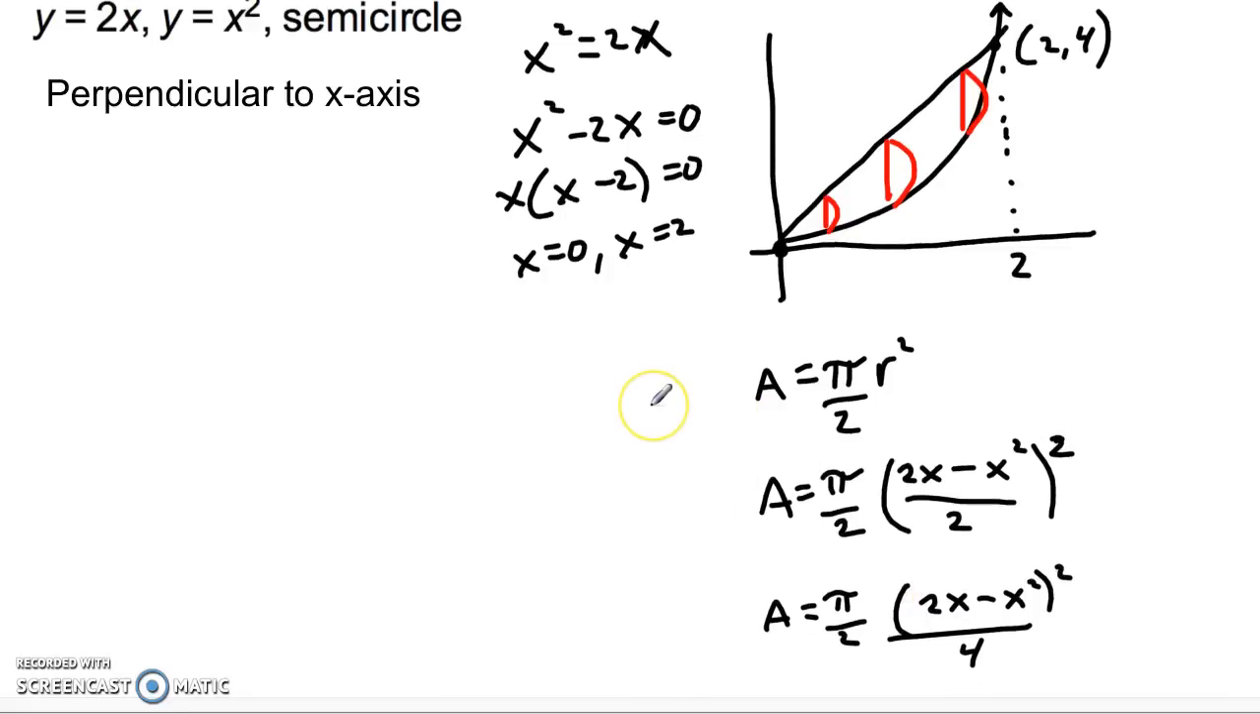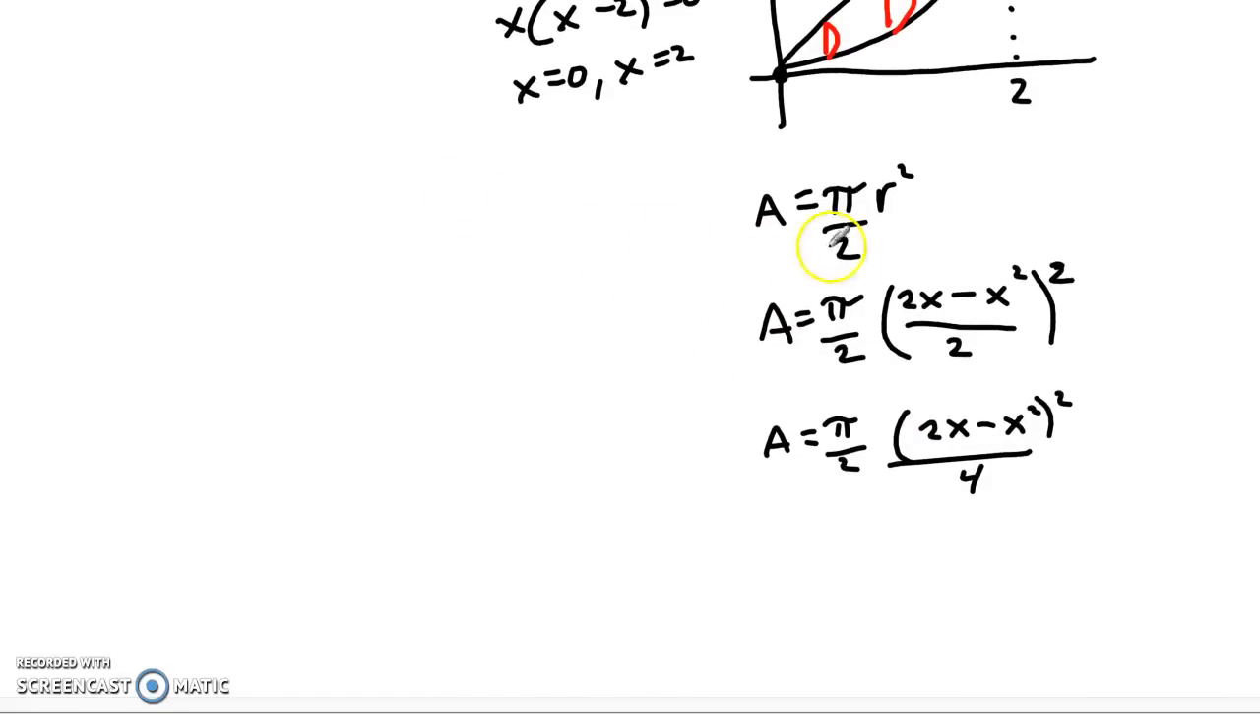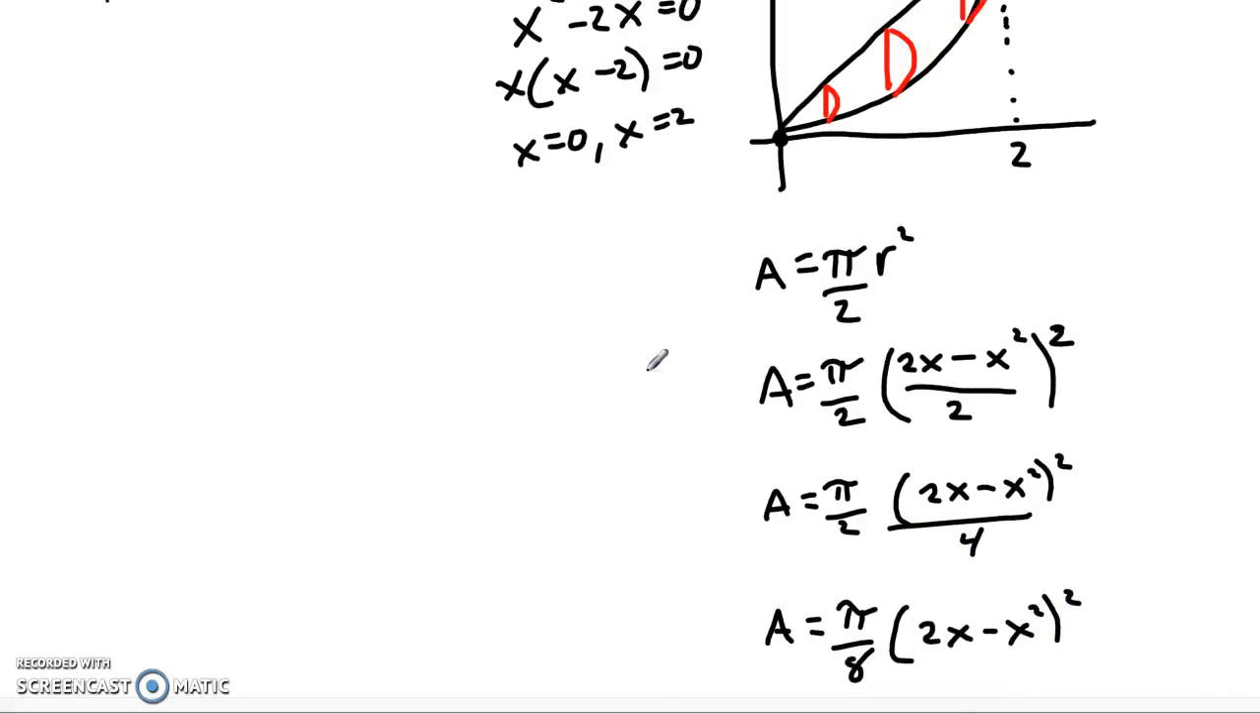And the reason I'm doing that is I just want to notice a trend. So I can always take that 4 out of the denominator and bring this all the way to A equals pi over 8 times 2x minus x squared, squared. And notice that this is just the difference in my functions, right? So that is that vertical height there in between the functions.